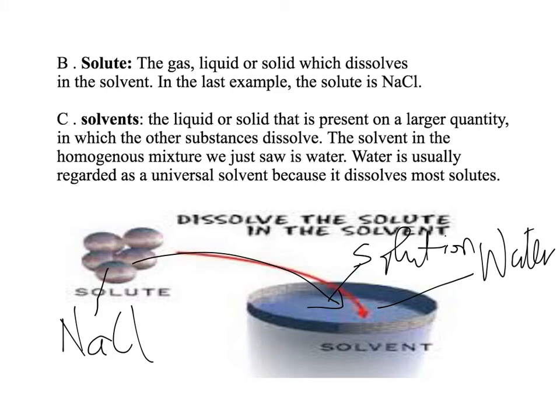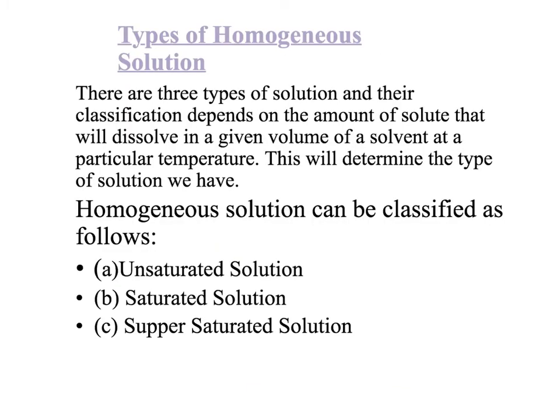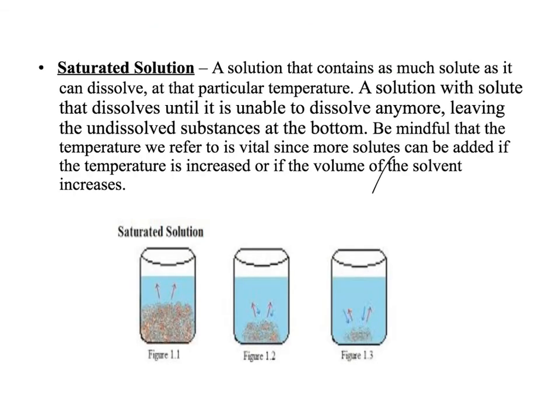So moving further, there are different types of homogeneous solution. Actually, there are 3, and they depend on the amount of solute that will dissolve in a given volume of a solvent at a particular temperature. So that determines the type of solution we're going to have. The homogeneous solution can be classified into the unsaturated solution, the saturated solution, and the supersaturated solution. So let's see these 3 types of solution immediately.